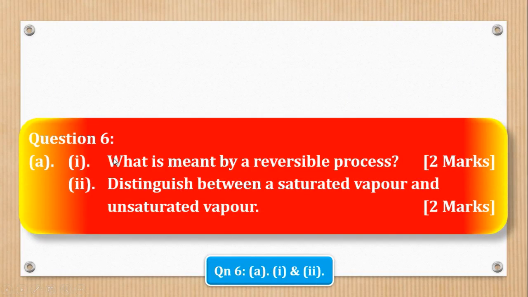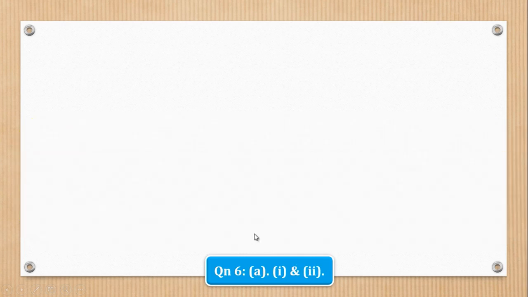Part A says, Roman 1, what is meant by a reversible process? And they give it 2 marks. Then Roman 2, distinguish between a saturated vapor and an unsaturated vapor, and they also give it 2 marks. So let's start with Roman 1.